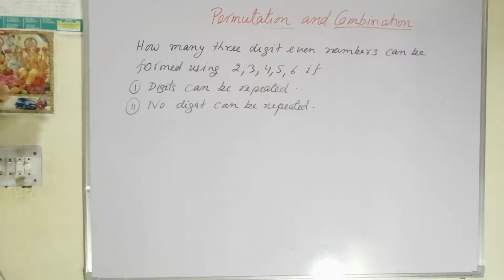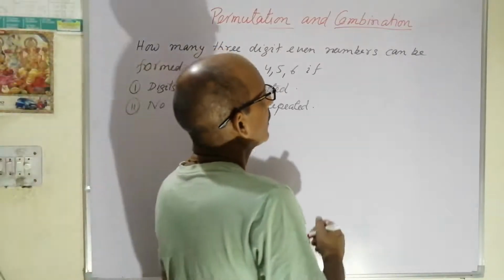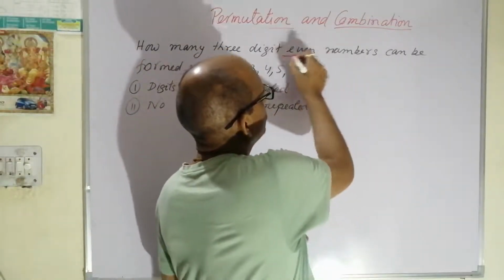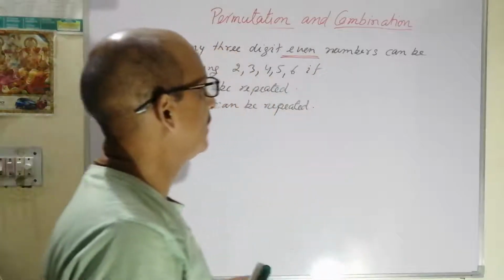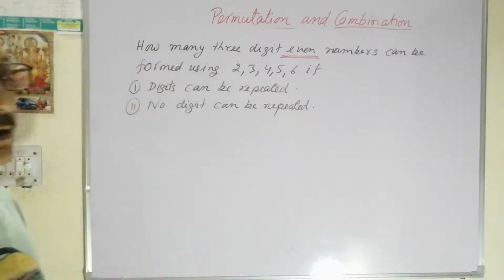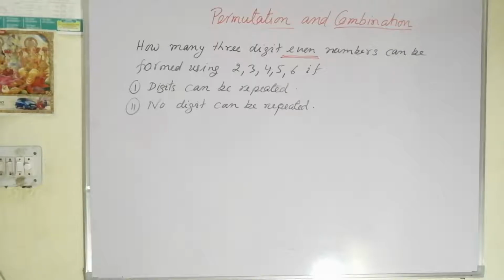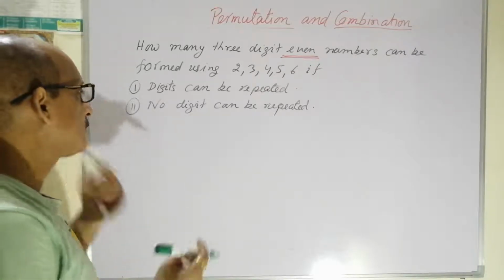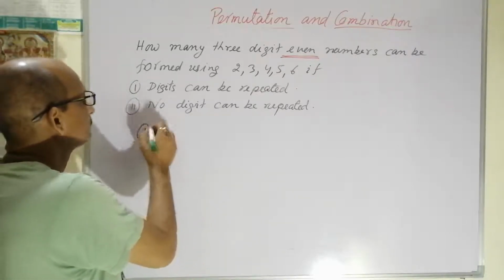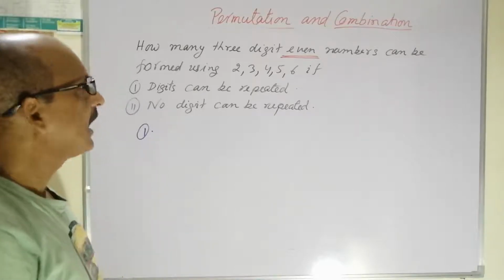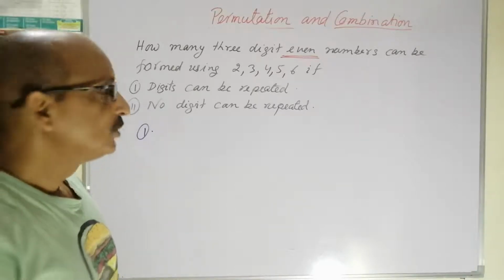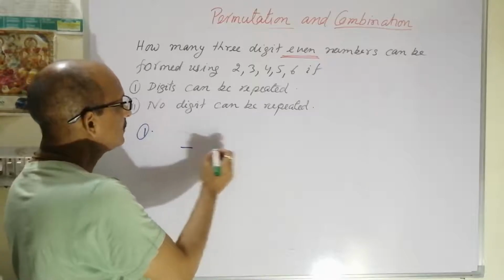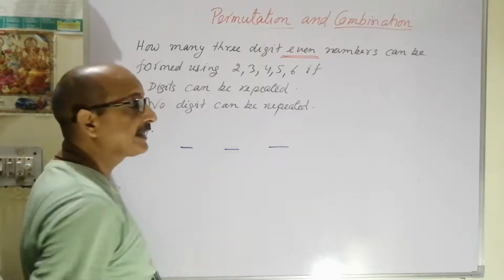First of all, we have to focus on the word even. A number is even only when its last digit is divisible by 2. If the last digit is even, then the whole number becomes even. So I am going to discuss the first one. Let's see. Again we have to create 3-digit numbers, so again 3 places will be created.